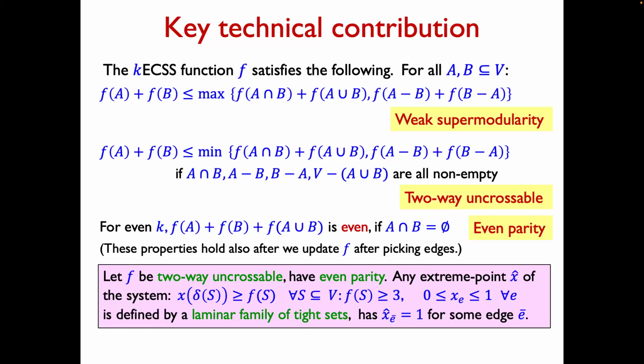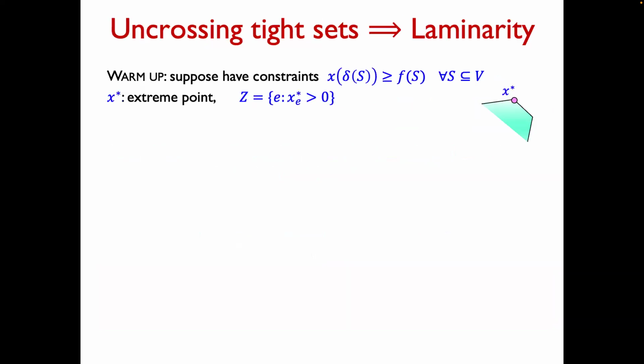Okay, so let's try to show this. And now I'll answer Mehtab's question. As a warm up, let's say we had constraints for all sets: x of delta S was at least f of S for every set that was part of our constraints. We have this extreme point, and that's how you should imagine an extreme point. It's defined by these tight constraints, and the support of the solution is the fractional part.